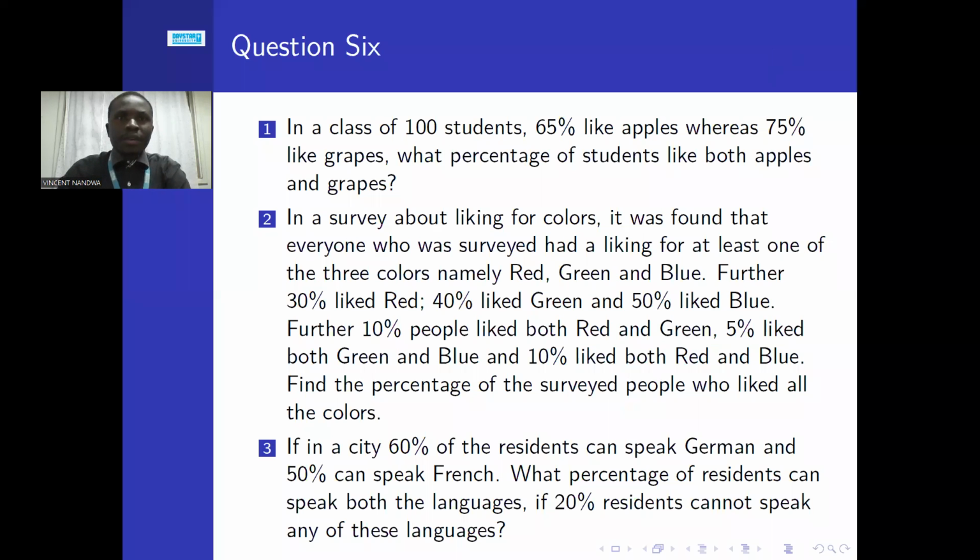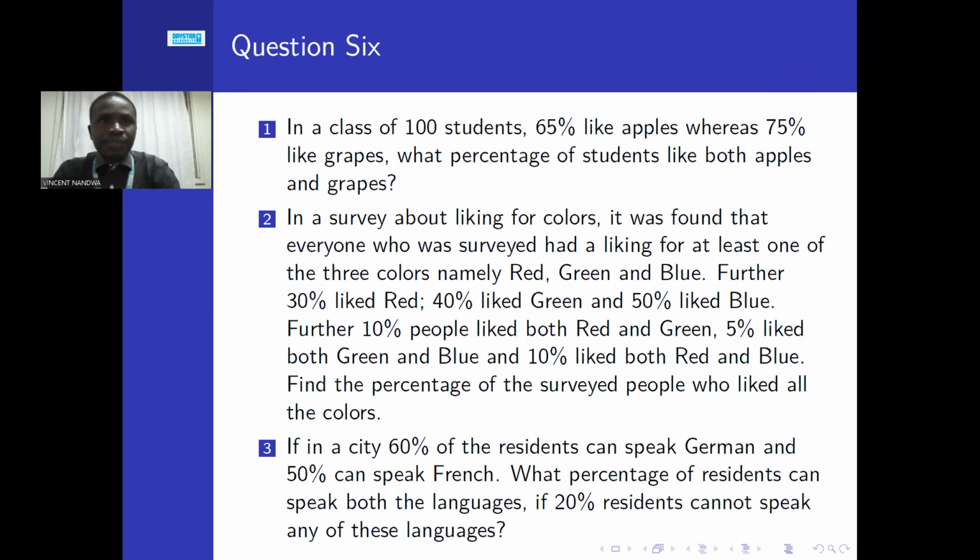Welcome back. Here are another set of problems on counting. So the first problem is, in a class of 100 students, 65% like apples, whereas 75% like grapes. So what percentage of students like both apples and grapes?